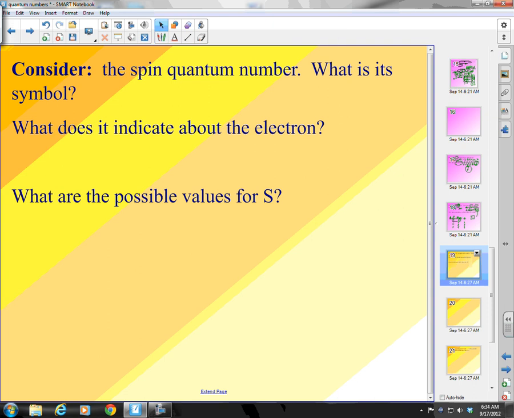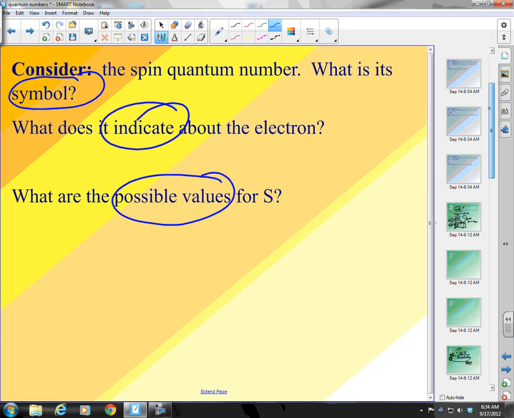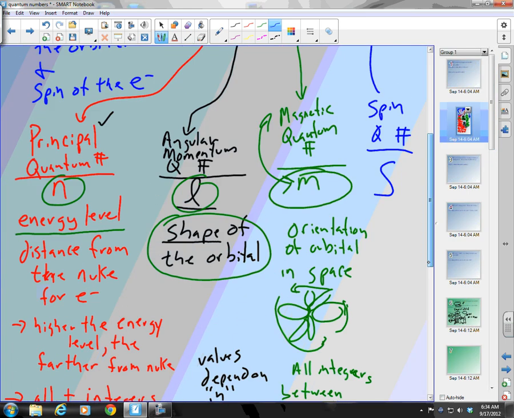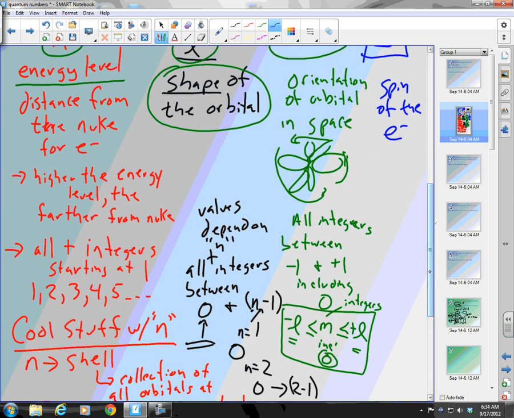What is its symbol, what does it indicate, and what are its possible values? All right, this is the last quantum number. Let's go to our concept map and finish that off. We're into the blue zone here. What is its symbol? The symbol is a big S. Now, what does it tell me? It tells me the spin of the electron.